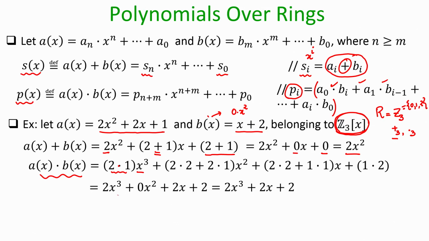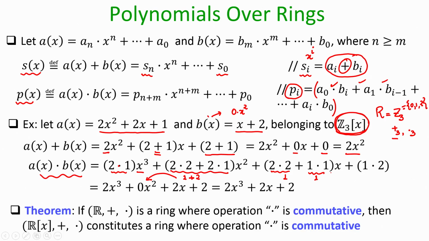So, 2 times 1 modulo 3 will be 2, but now if you see this term, this is 2 into 2 which is 4, and 4 modulo 3 will be 1, plus 2 into 1 will be 2, and 2 plus 1 modulo 3 will become 0. So, that is why the coefficient of x square will become 0. In the same way, this 2 into 2 will be treated as 1, 1 into 1 will be treated as 1, and 1 plus 1 will be 2 and so on.